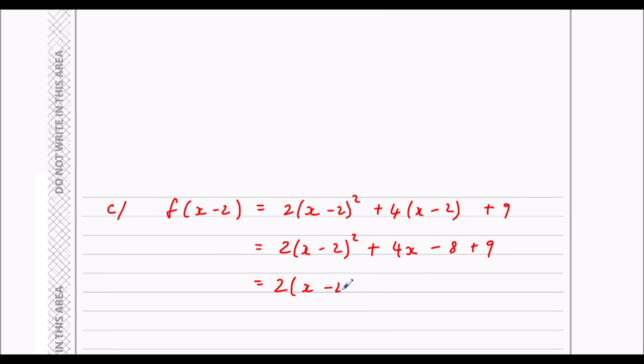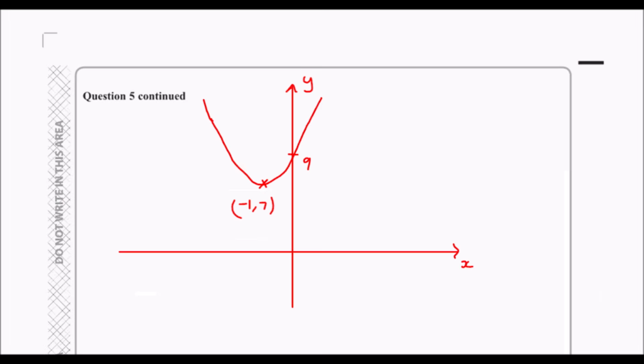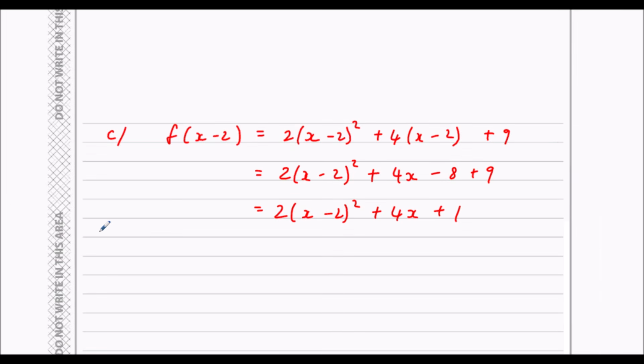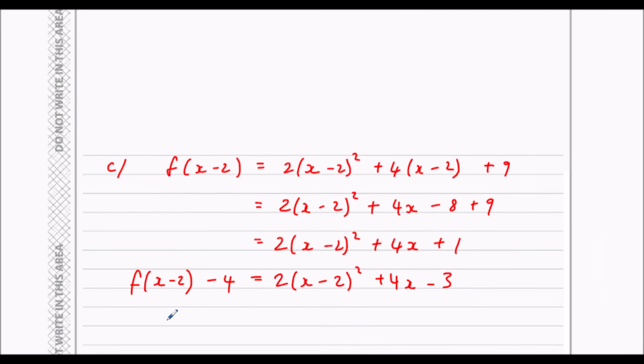So it's not quite the one we wanted, because we've got a plus 1 on the end. And we wanted a minus 3 on the end. So what we'll do is we'll take 4 off. So it'll be f of x minus 2 minus 4. And that is our curve, that's g of x. So g of x is f of x minus 2 minus 4.